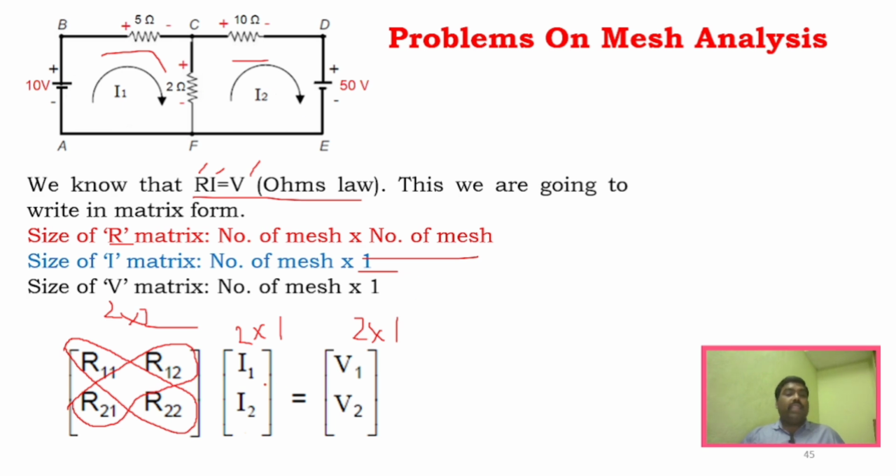Now how will I write this expression? Listen very carefully here. The first one is R11. This is the first mesh R11. So this is the first mesh and this is the second mesh.